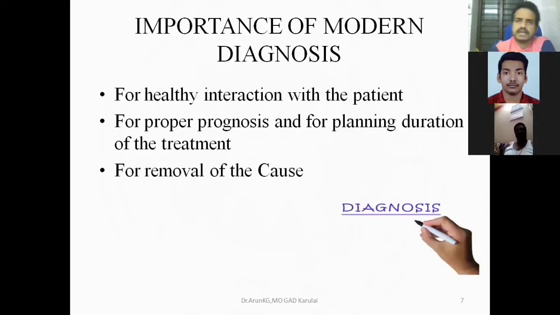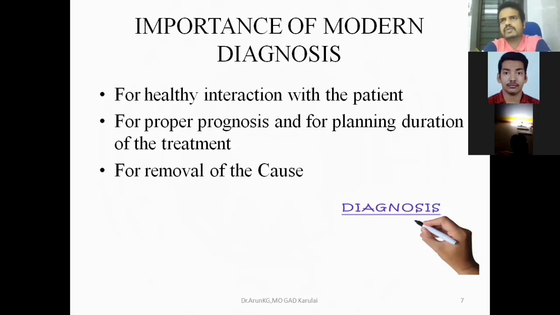But at the same time, the modern diagnosis of the case present before us is also very important, because to have a healthy interaction with the patient, we should convey to him or her what the condition is. So we should know the modern diagnosis and convey it, and also make the Ayurvedic inference. And for proper prognosis and for planning the proper duration of the treatment, the modern diagnosis is also important.